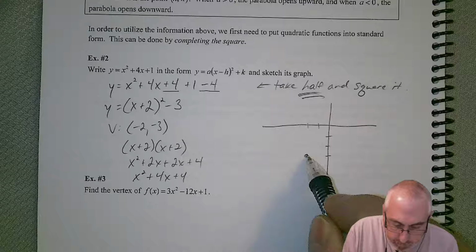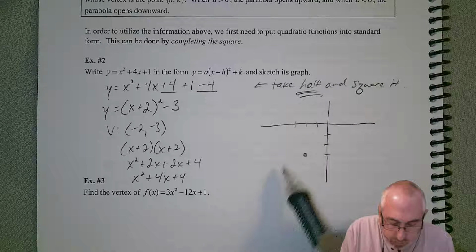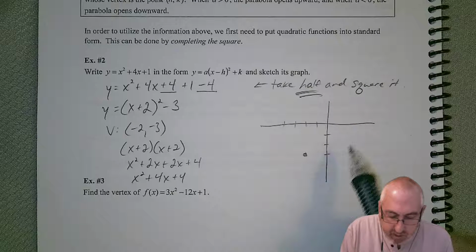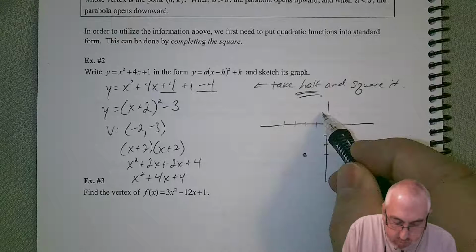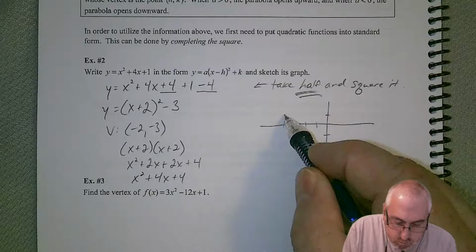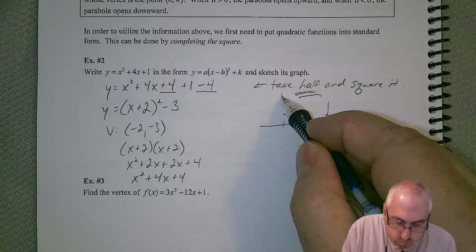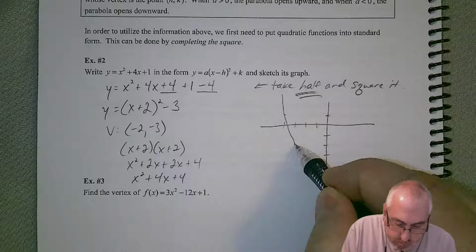Now, again, we could be a little bit careful about where it crosses the x-axis if we wanted to. But the big thing is that it's going to cross somewhere between 0 and -1 and -3 and -4. Somewhere in there. So it should look something like this.